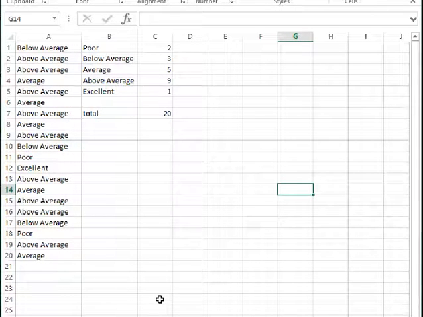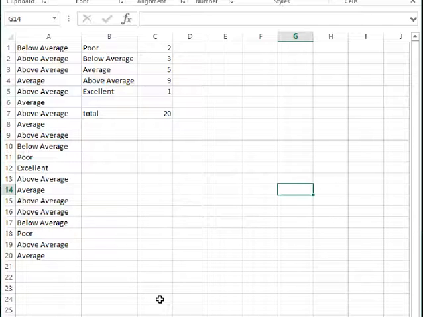Here we've created a frequency distribution. We've counted up each value and the number of occurrences for each value. So there are 2 cards that were scored poor, 3 below average, 5 average, 9 above average, and 1 excellent. So this gives us a much quicker insight into how the restaurant is performing than the raw data itself.